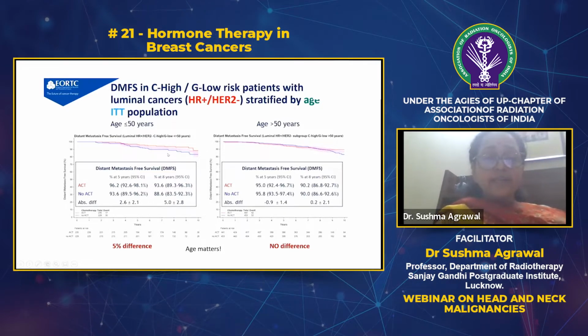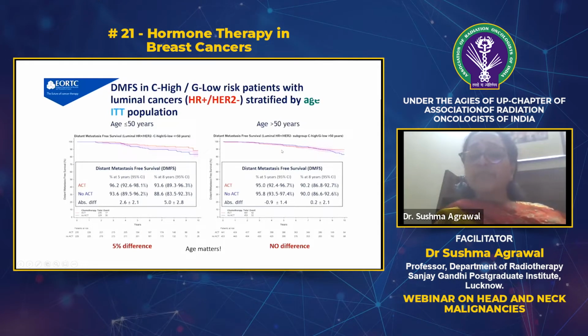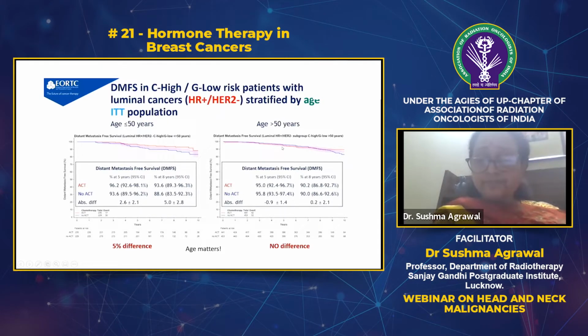are two lines, the red line and the blue line. The red line is that of women who received chemotherapy plus endocrine therapy as compared to no chemotherapy. The survival benefit at 5 years, while in the right side, which is of women more than 50 years, the similar thing was not seen. So therefore, chemotherapy is not to be given in women who are more than 50 years.